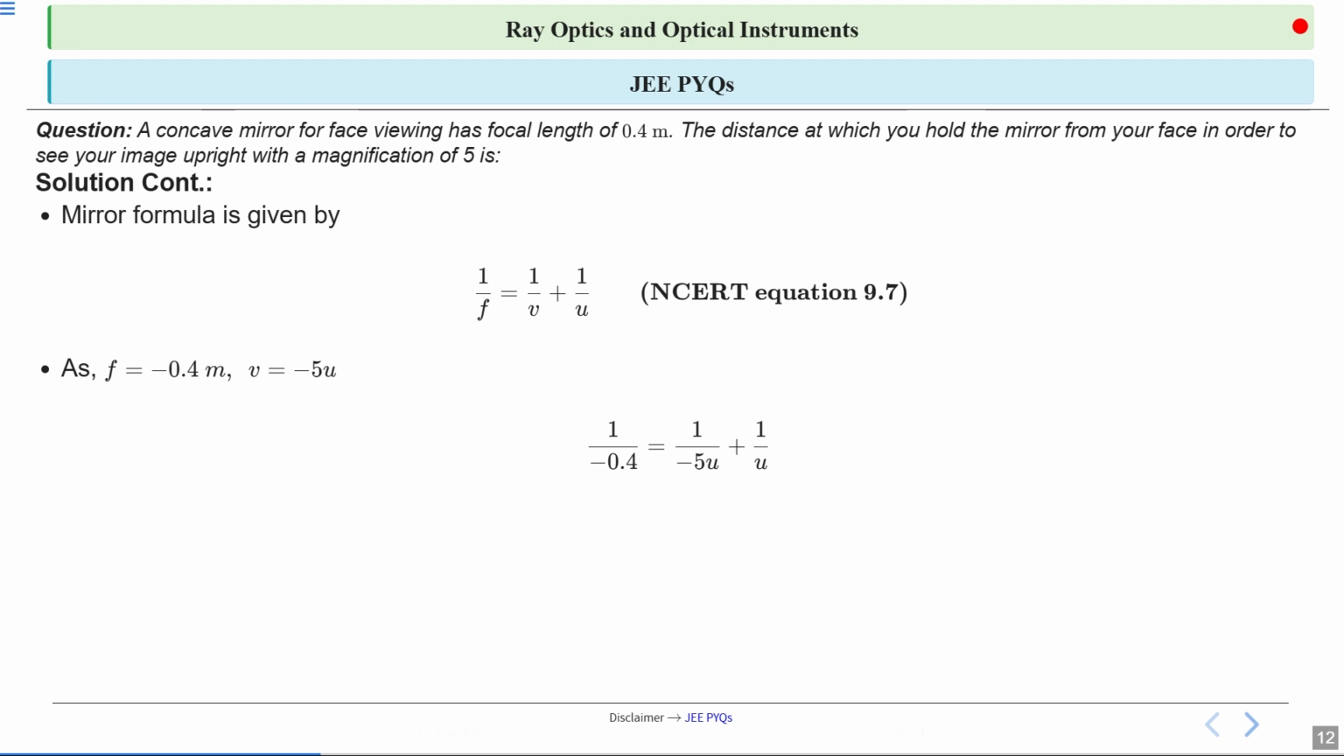So substituting this value in the mirror formula, we get 1 upon minus 0.4 equals 1 upon minus 5u plus 1 upon u. This equation allows us to find the object distance u, which is the distance at which you should hold the mirror from your face. Now we'll simplify the right side of the equation by factoring out 1 upon u. We have 1 upon minus 0.4 equals 1 upon u multiplied by 1 upon minus 5 plus 1. This simplification helps us isolate u and solve for the exact distance needed.